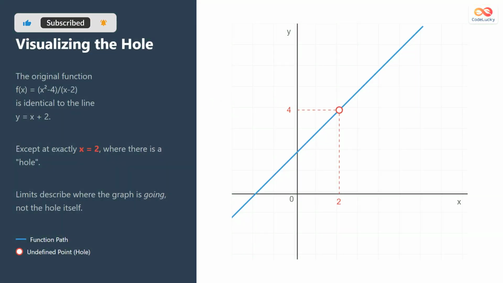Here is what we just did graphically. The blue line represents our function. It looks exactly like the line y equals x plus 2, but it has a tiny hole at x equals 2 because the original function was undefined there. When we calculate a limit, we don't care about the hole itself. We care about the path leading to it. As you can see, the path points directly to the height of 4.